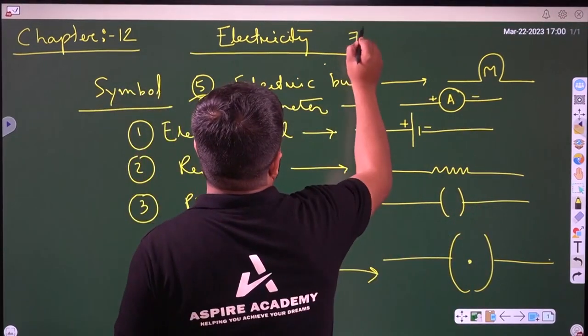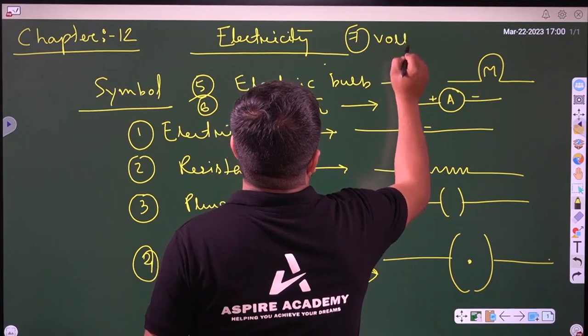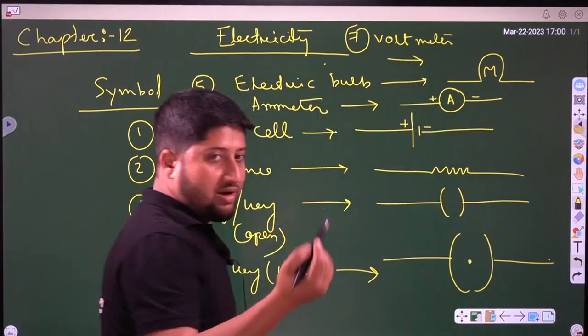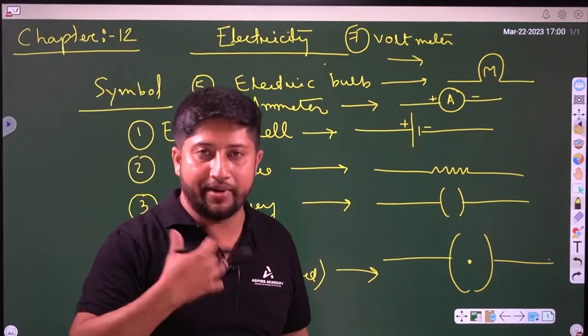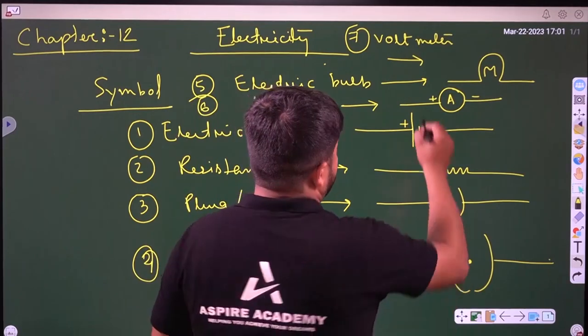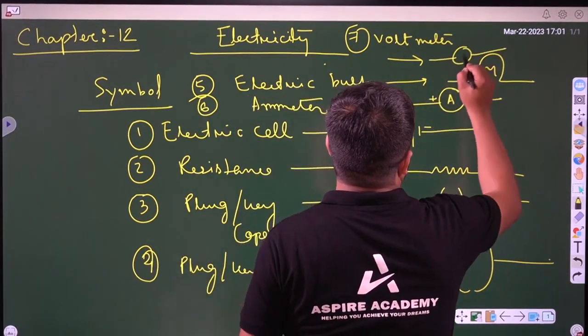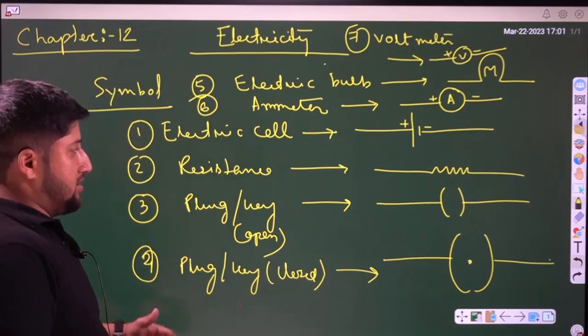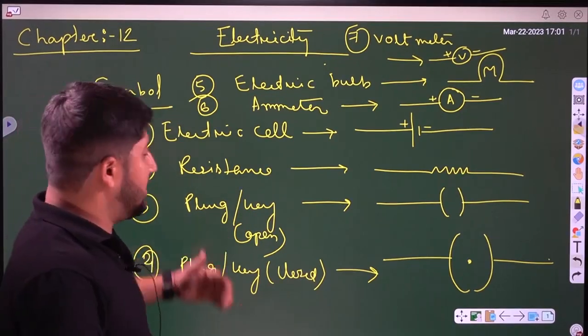Another, the seventh one, is called voltmeter. Voltmeter is one kind of device which measures the potential difference between two ends of the conductor or circuit. Like that, voltmeter has positive and negative terminals. These are the circuit components of electricity.